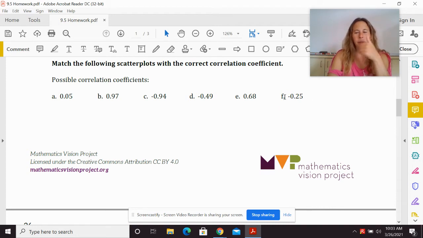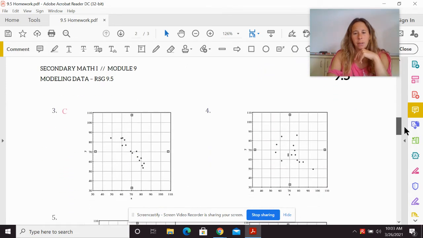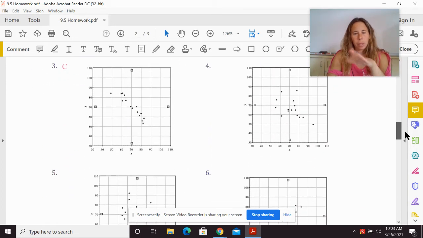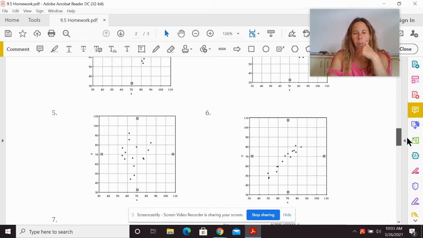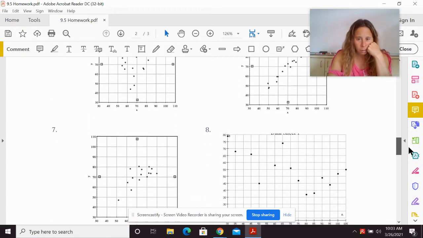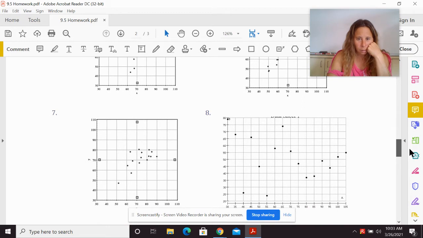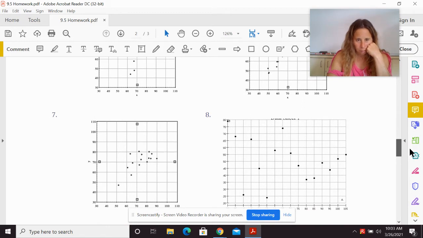Okay, so let's find our other negative one because it's going to be one of these. This is going to be a really weak correlation. So they're going to be really scattered. So let's see if we can find F. Okay, so 4 is negative, but it has some sort of relationship. It's not very strong. Which other one is negative? It's kind of hard to tell.